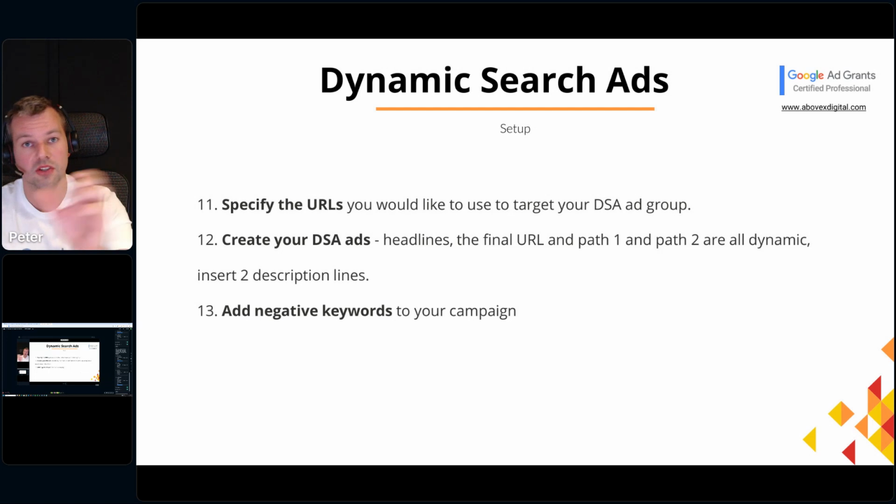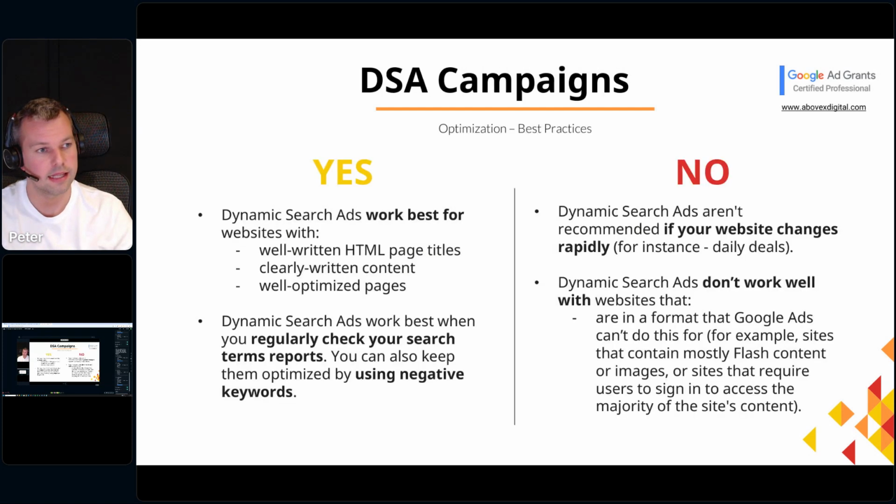Obviously, the difference is also in the ad copy, because in these dynamic groups, you can create only these dynamic ads, which means that Google will not ask you to put in headlines. The headlines are created automatically. Google will only ask you to put in description lines. So that's how we set it up. Like I said, in a few seconds, I'll show you in one of the accounts.